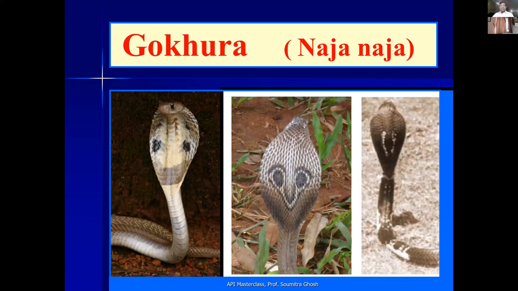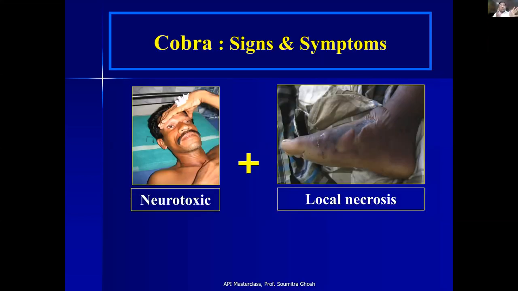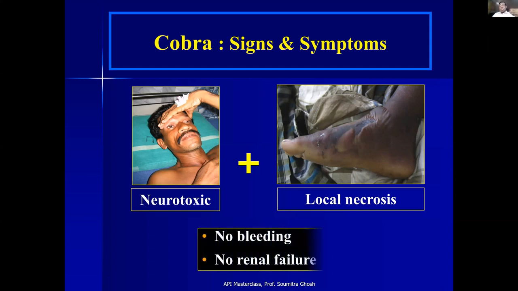And this is Naja naja, the spectacled cobra, or keute in Bengali. It has profound neurotoxic features, and it has profound local necrosis, all kinds of blisters and necrosis. So if we see these two, then it is a cobra. You do not need to see the snake as such. No bleeding occurs because it is not hemotoxic in that way, and it does not cause renal failure. So only these two features are there, neurotoxic features and local necrosis, with no bleeding and no renal failure.